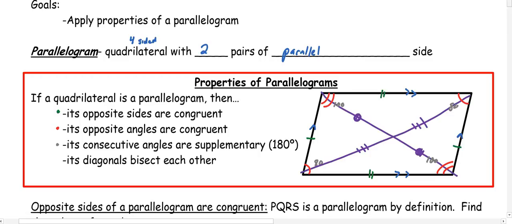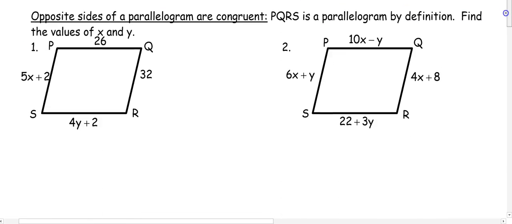So let's use these properties to solve for a variable. Remember that the opposite sides of a parallelogram are congruent. PQRS is a parallelogram by definition. Find the values of x and y. Remember that our opposite sides are congruent to each other, so we would have two equations. We would have 5x plus 2 equals 32, and we would have 4y plus 2 equals 26, and we're going to solve for x and y.